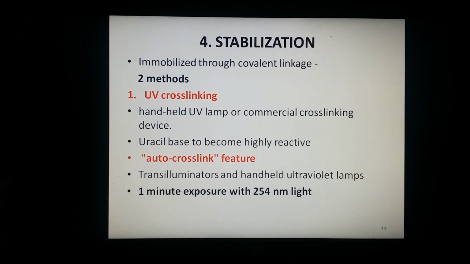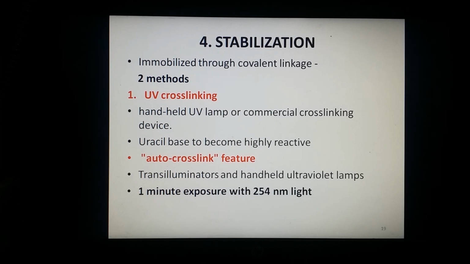On the other hand, the auto cross link feature is available on commercially available kits with calibrated instruments. If calibrated instruments are not available, it is possible to use standard laboratory equipment, and this standard laboratory equipment can be trans illuminators and handheld UV lamps. We need this to fix the target RNA to the membrane, as I have shown you in the previous diagram.